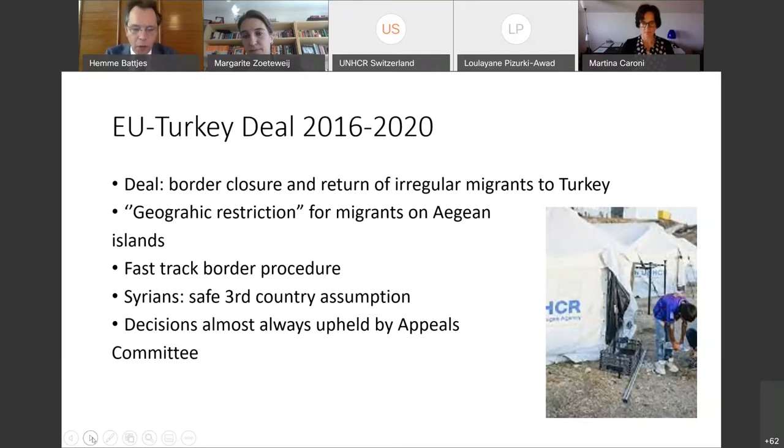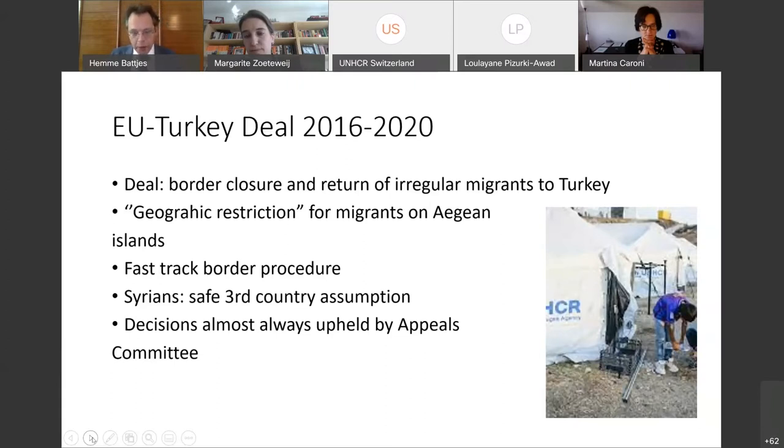What happened was that on those Aegean islands, migrants were received, and they were not allowed to leave the region. So some sort of geographic restriction, as it's called, was introduced in Greek law. And then their applications would be processed in a fast-track border procedure, where for Syrians, the safe country assumption would always be applied in a sort of blanket way. Different from the Australian policy, it was possible to appeal against those decisions, but in fact, those decisions were almost always upheld by the appeals committee.